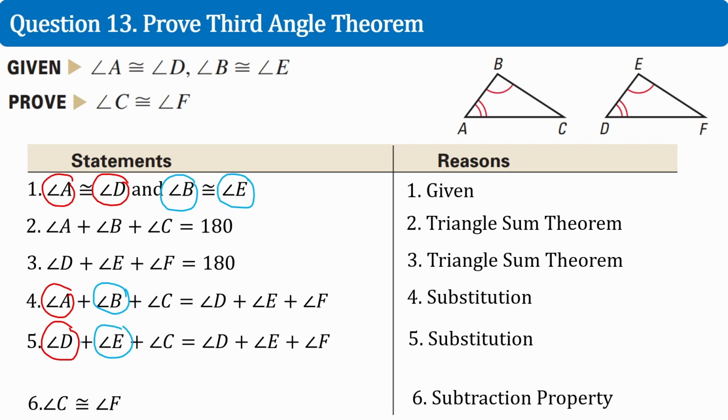So technically I can subtract here. They don't show it in the proof, but you can subtract it. As a result, you are left with angle C and angle F. And you use that with the subtraction property. There you go. Okay, this is how you prove the third angle theorem.